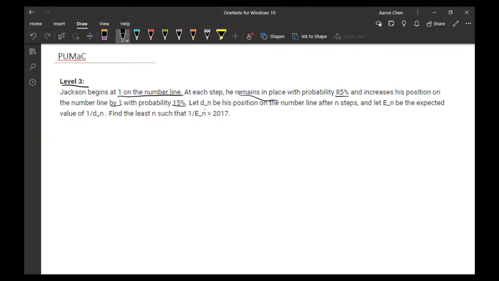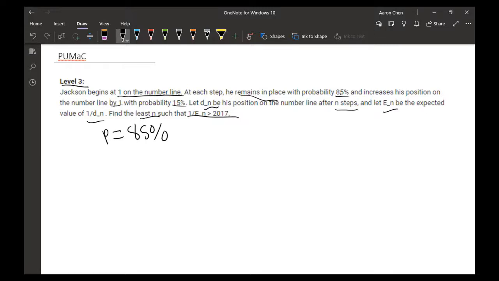We let D of n be his position after n steps, and let E of n be the expected value of 1 over D of n. We want to find the smallest n such that 1 over E of n is greater than 2017. First, we can let p equal 85%, just to make it more convenient to write things.